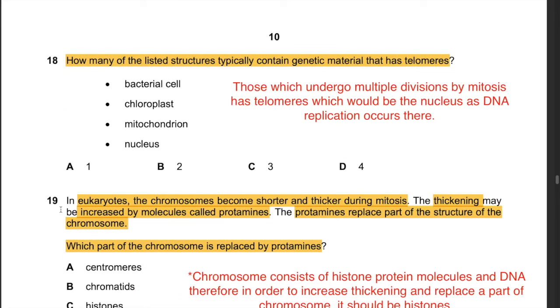Question 18. How many of the listed structures typically contain genetic material that has telomeres? So, telomeres will be there in structures that undergo multiple divisions by mitosis. Therefore, that would be the nucleus as DNA replication occurs there. Hence, only nucleus is the right answer. Therefore, since it is only one structure in these given options, it is A.